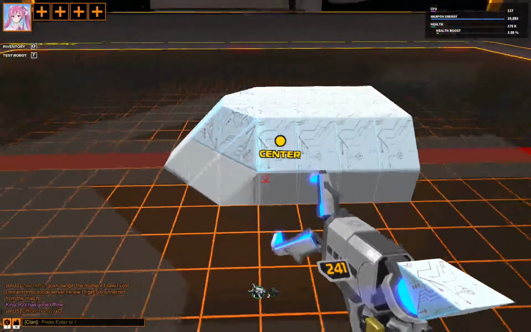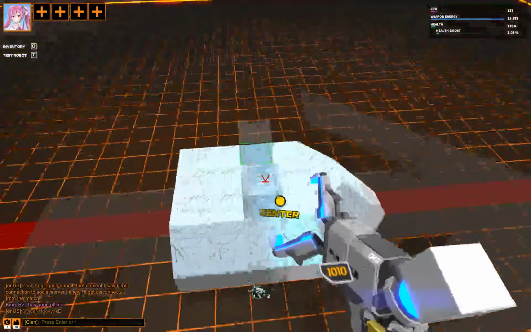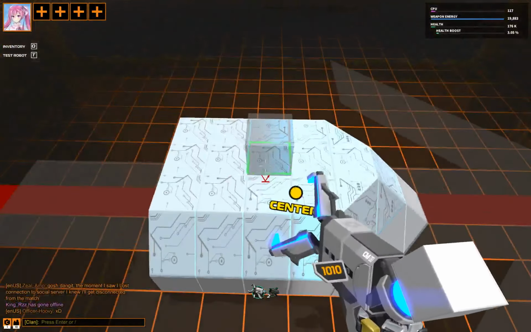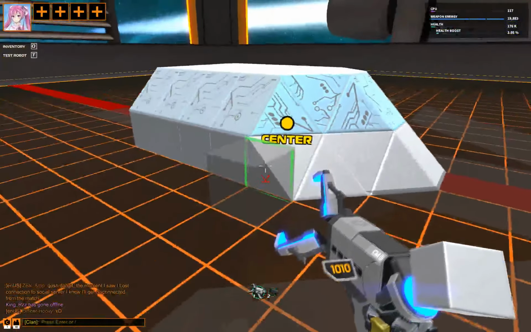Anyway, that concludes it for the armor guide, basic armor protection guide of Robocraft.